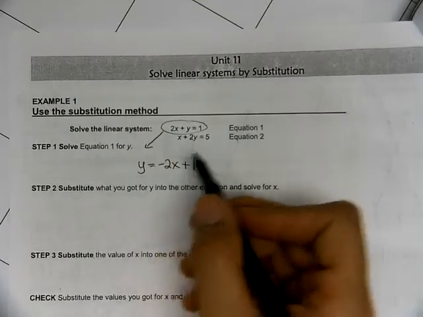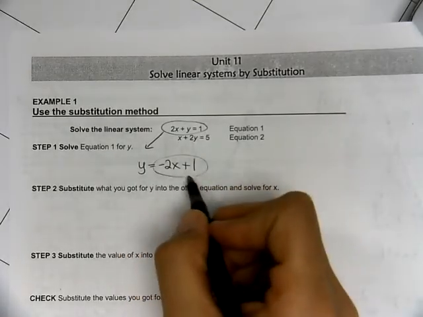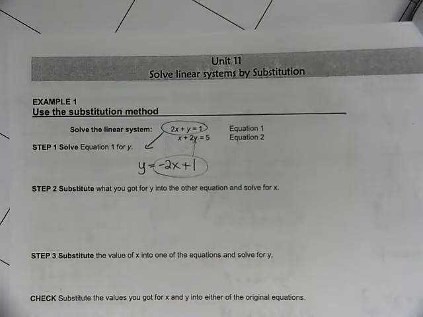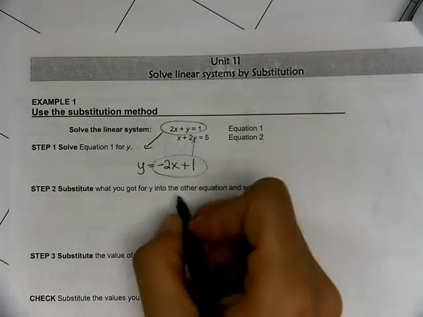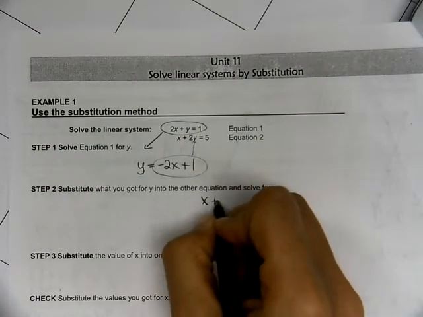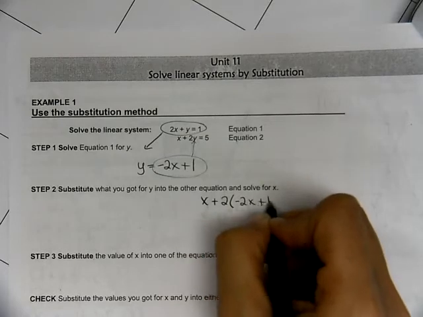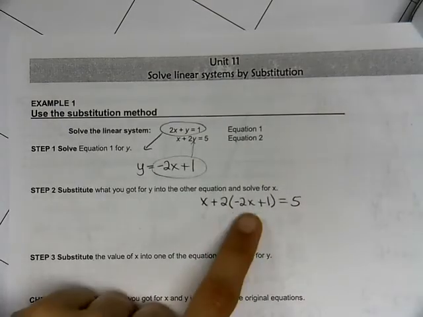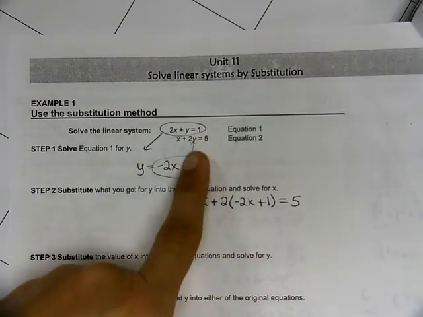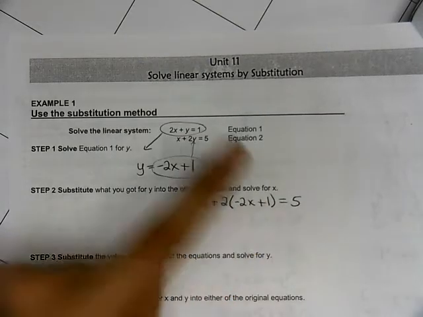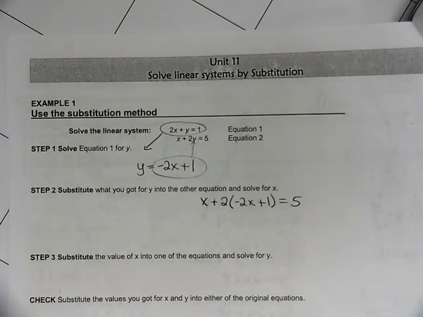So then I'm going to substitute this into the y in equation 2. Okay, so I solved equation 1 for y. I'm going to plug that in for y in equation 2. So you get x plus 2 times negative 2x plus 1 equals 5. So that's the substitution. I took the y out. I plugged the negative 2x plus 1 in. Isn't that what substitution is? You take one thing out, you put another thing in.